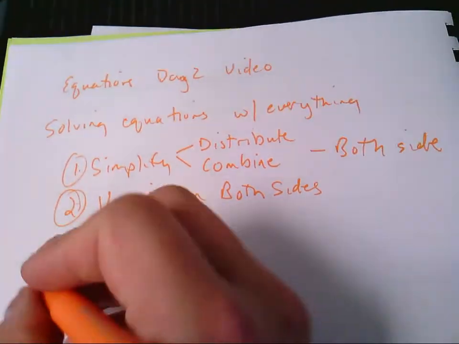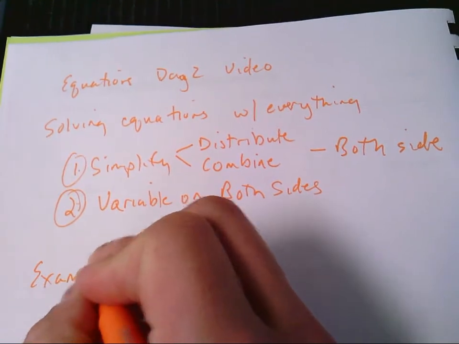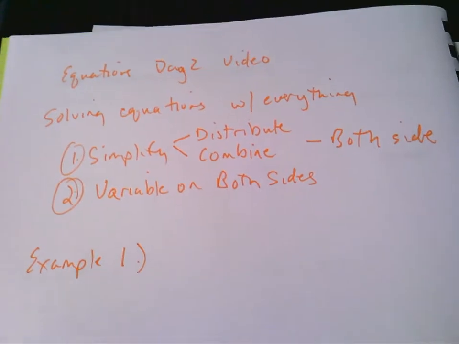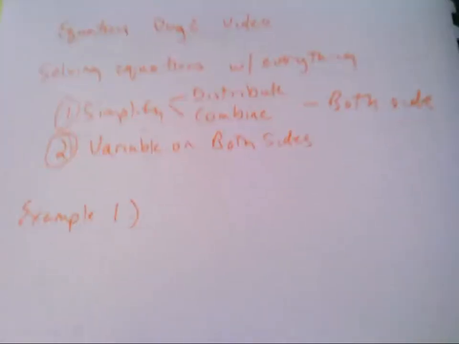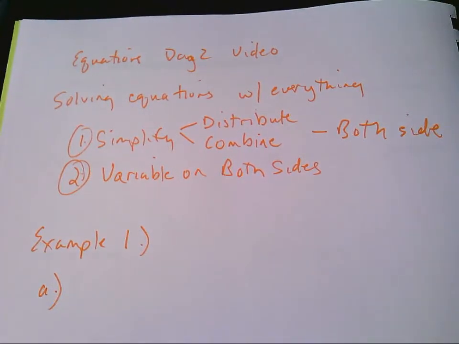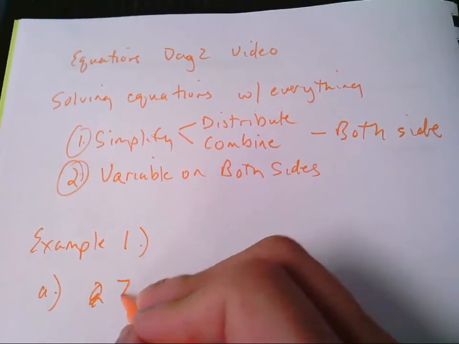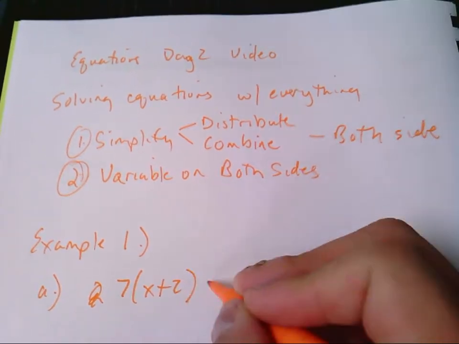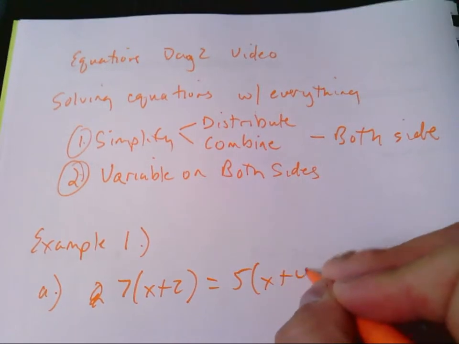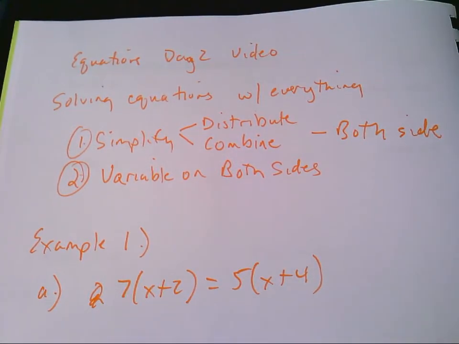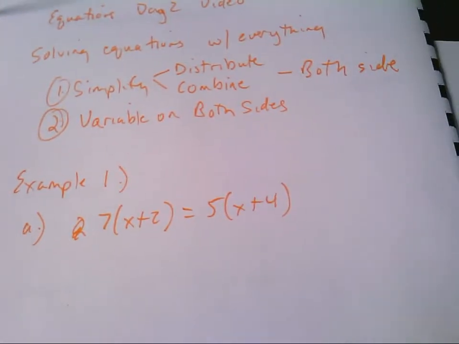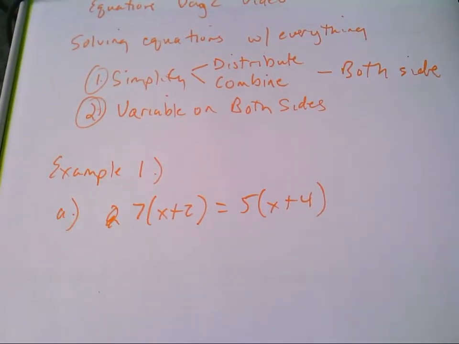So, first example. Example 1. And all we're going to have is a couple of examples and then exercises. This should be a fairly short video, as far as number of examples. So in the first example, we have the following expression. 7 times (x plus 2) equals 5 times (x plus 4). So this is a very basic one when you look at the spectrum of the complexity of these problems. It just looks weird to me.